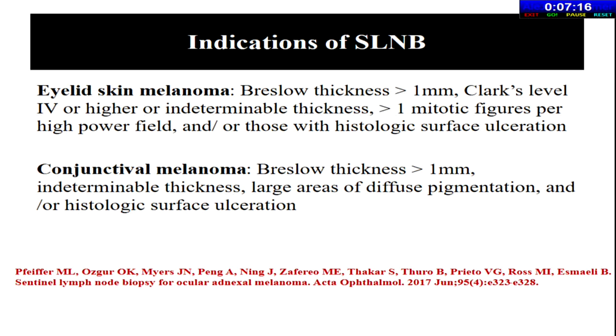For eyelid skin melanoma, the criteria include Breslow thickness more than 1 mm, Clark's level 4 or higher, which means invasion of the reticular dermis or the subcutaneous region, or if the thickness is indeterminable, or more than one mitotic figure seen per high power field, or patients with surface ulceration. For conjunctival melanoma, the indications are Breslow thickness more than 1 mm, indeterminable thickness, large areas of diffuse pigmentation, and surface ulceration.